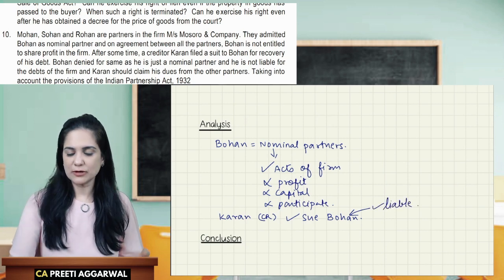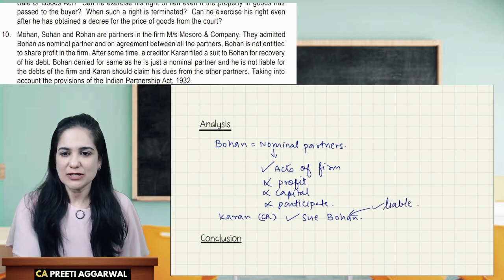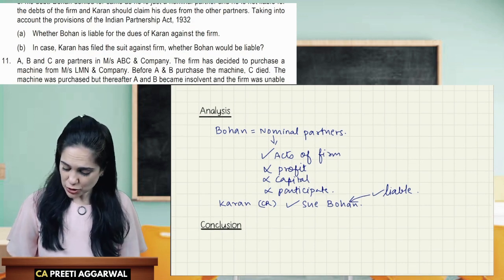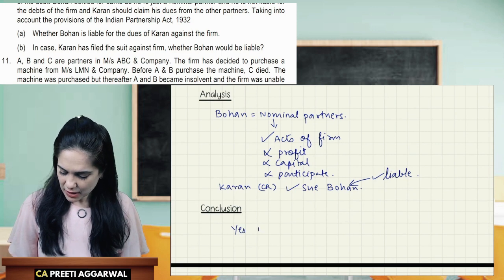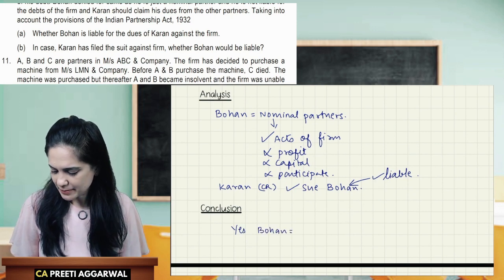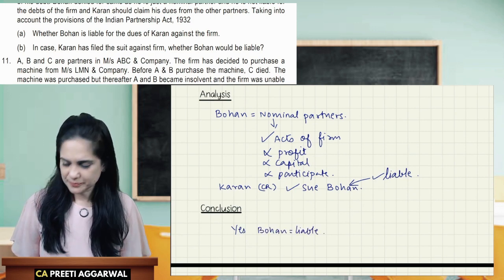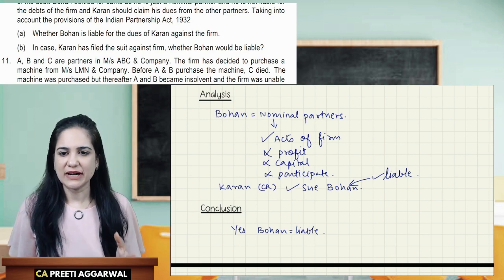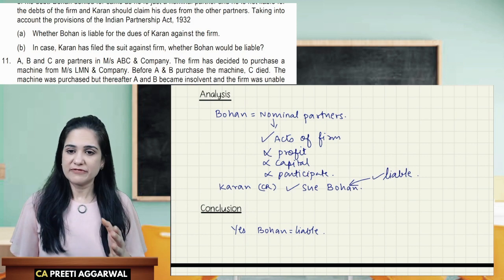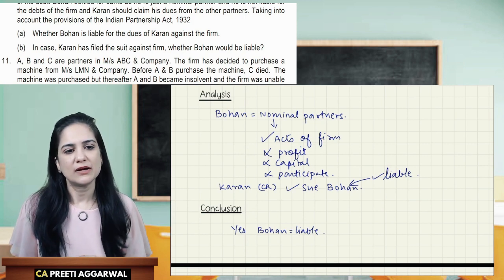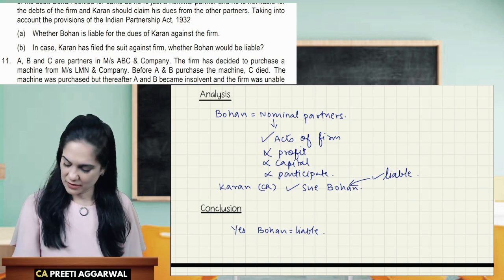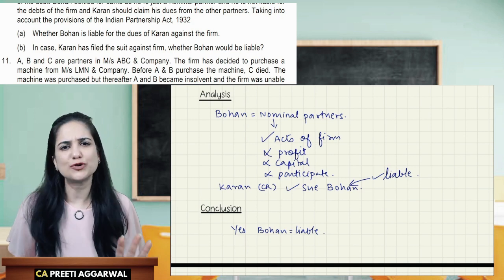Now let us answer the questions which they have asked. Taking into consideration whether Bohan is liable for the dues, you will write yes, Bohan is liable for the dues, for whatever is his share. In case Karan has filed a suit against the firm, would Bohan be liable? Yes, even then Bohan will be liable. My answer is going to remain the same.